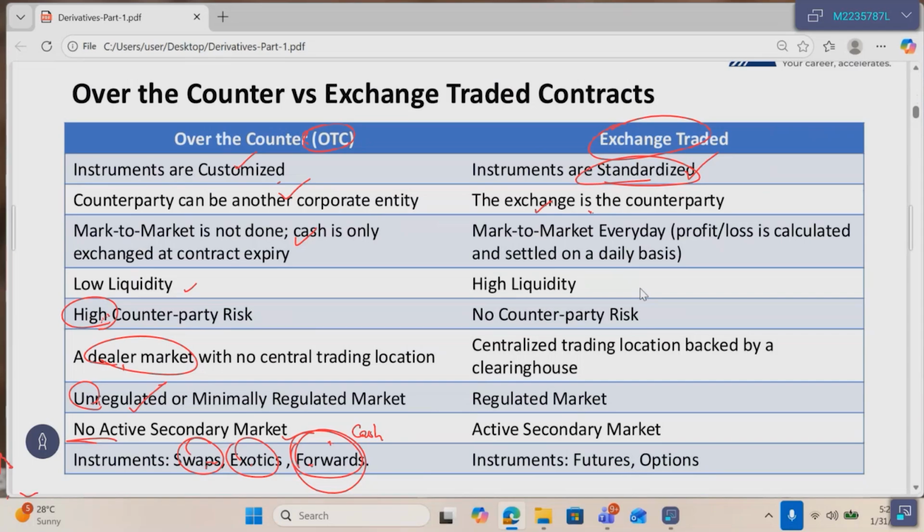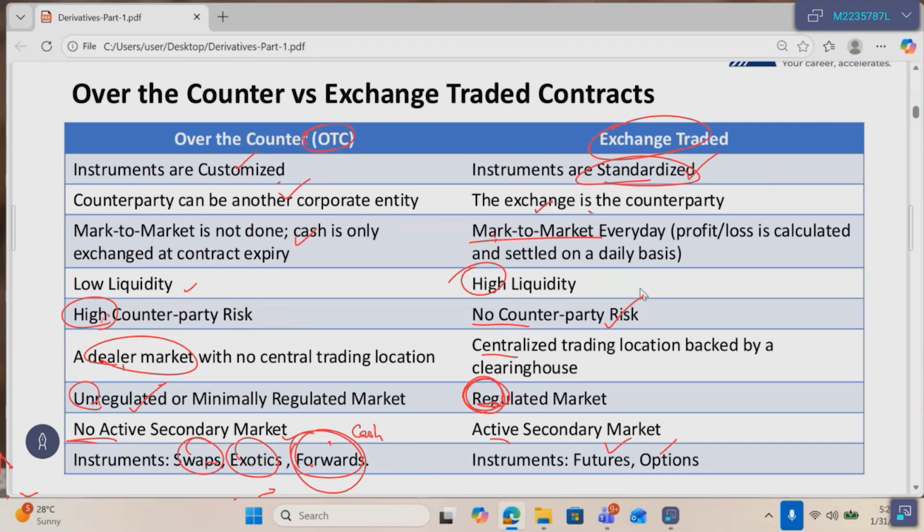Right? Obviously, if I'm doing it through the exchange, the exchange says, boss, every day there will be mark to market. So obviously, there's very high liquidity, and since the exchange is involved, there is practically no risk because my counterparty is the exchange. Correct? It's centralized, obviously, it's highly regulated, and they normally have an active secondary market. The most popular ones are futures and options, which we'll cover.